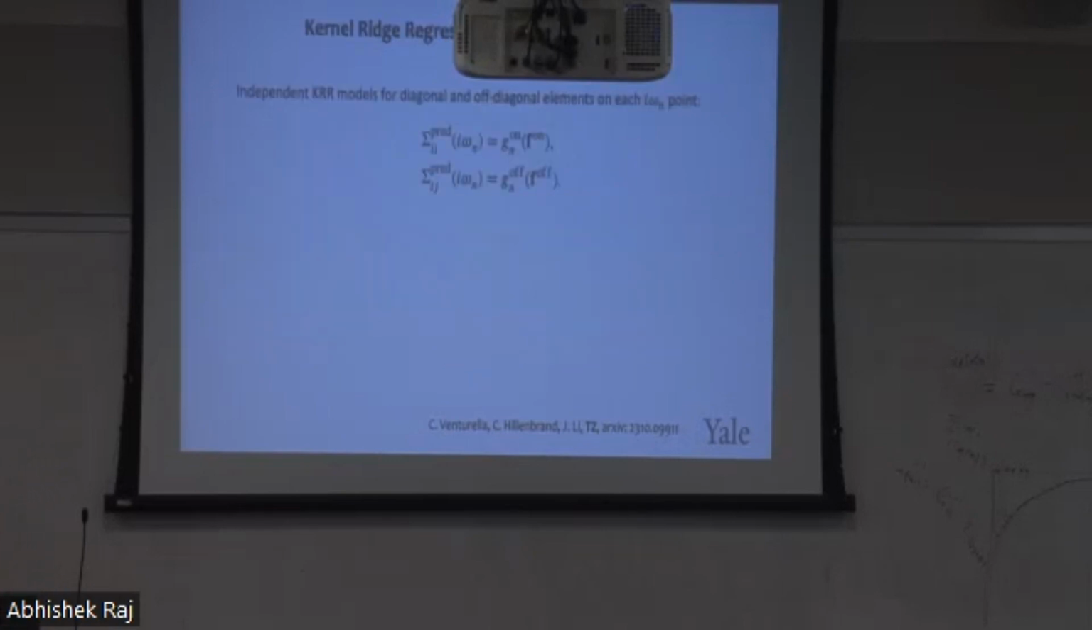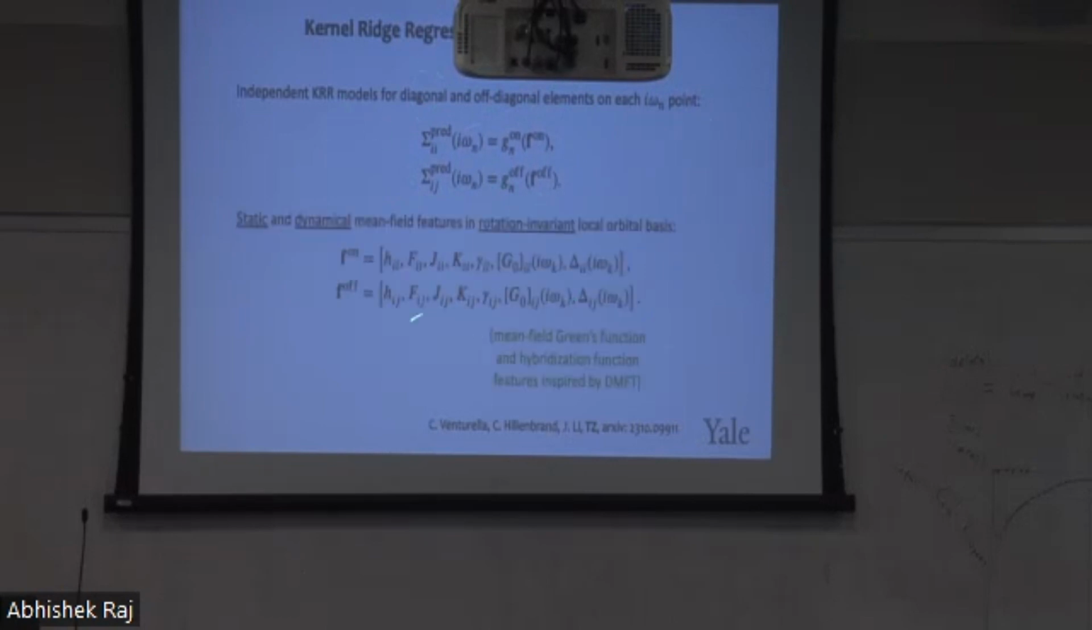Okay. So we use kernel ridge regression, and what we do is train independent KRR models for diagonal and off-diagonal elements. This is merely a choice. And on each frequency point, you will have a model like this, right? And you need some feature vector for your diagonal and off-diagonal self-energy elements.